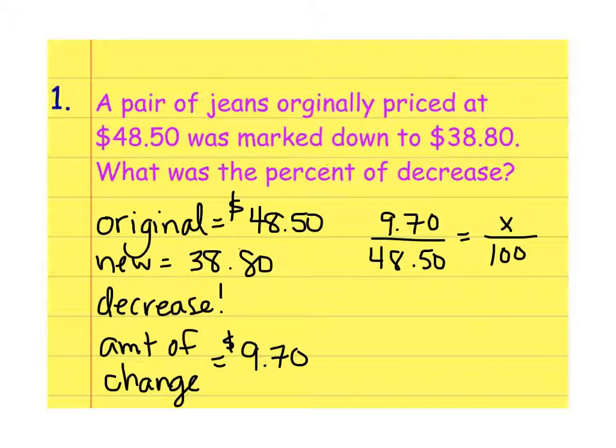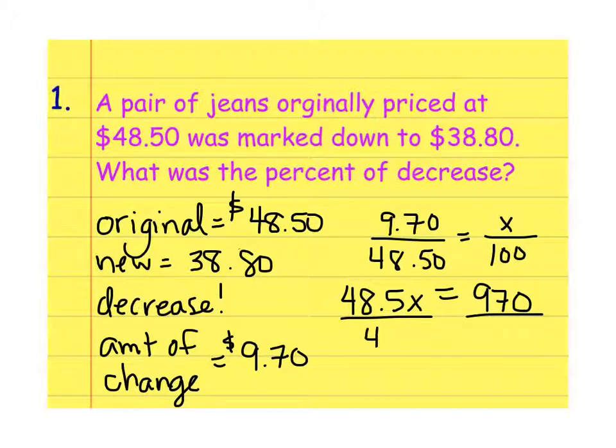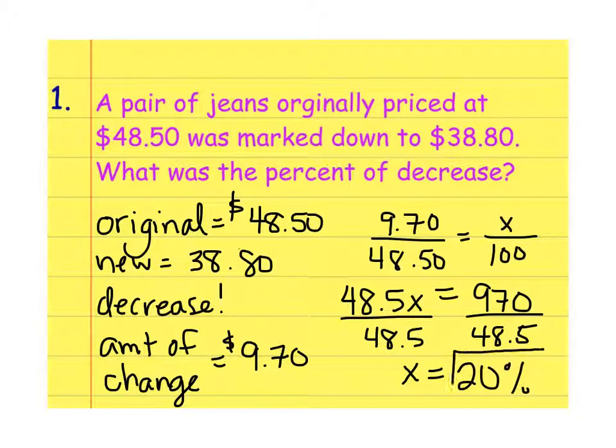Cross multiply and solve. $9.70 times 100 is 970. 48.50 times x is 48.5x. Notice I can drop the 0 there because it doesn't change anything. Divide. And let me just confirm my answer one more time because I really don't like making mistakes in these videos. 970 divided by 48.5, 20. So it's a 20% decrease. There's your answer. So if that's what you got, you did a great job.